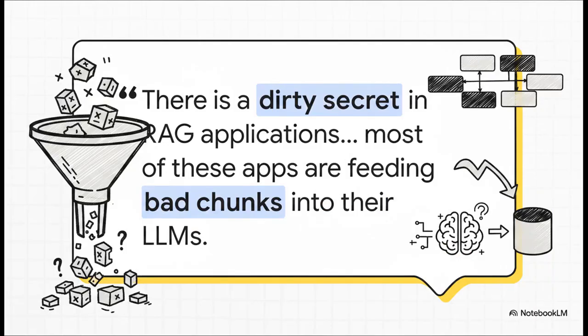All right, let's kick things off with a pretty bold claim. There's a dirty secret in the world of RAG, and it's this. When these apps don't work, it's almost never the fault of the super powerful language model or the speedy vector database. Nope. The problem usually starts way earlier, with what we call bad chunks. Basically, the messy, disorganized data we're feeding the system from the get-go.